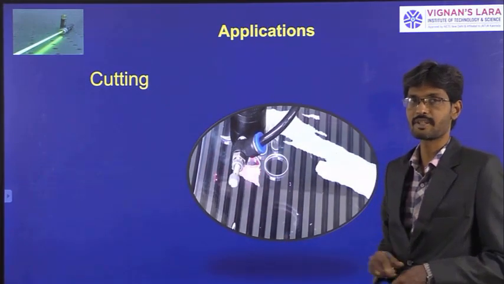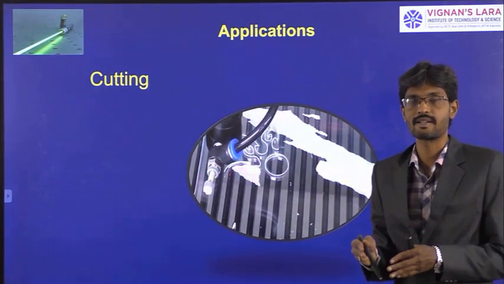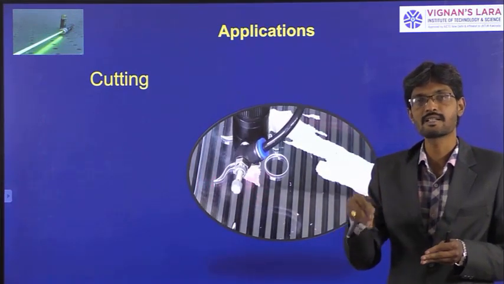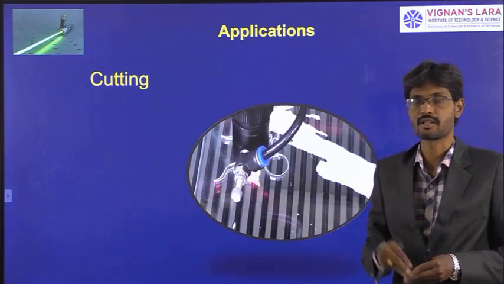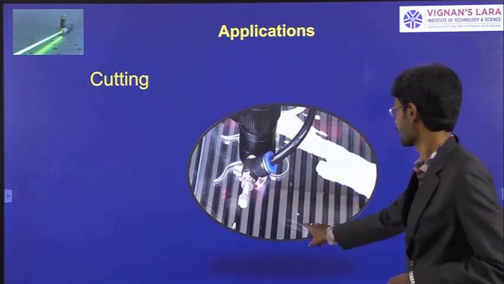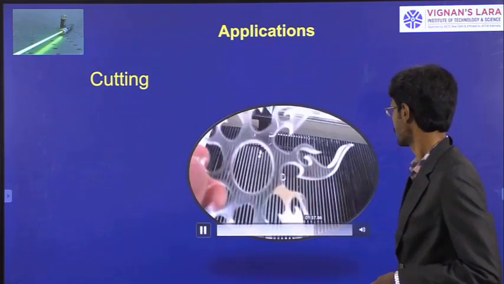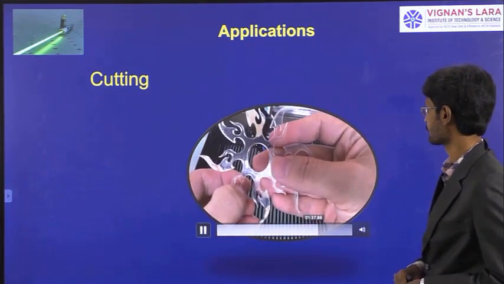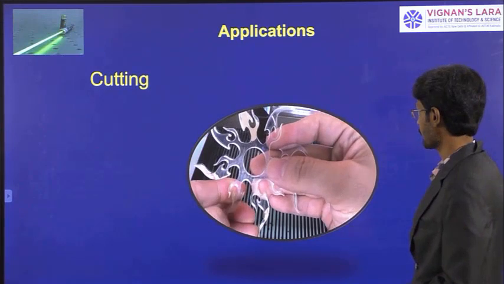So these are the industrial applications where the metals or glasses or fibers are cut in a designed shape and design structure. You can see here. So these are cut materials. Okay, you can see one more.